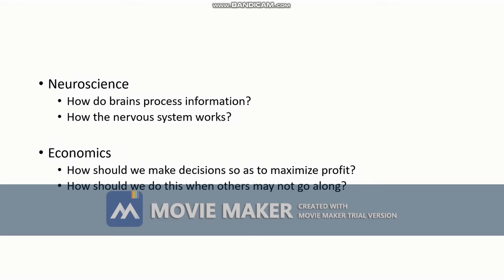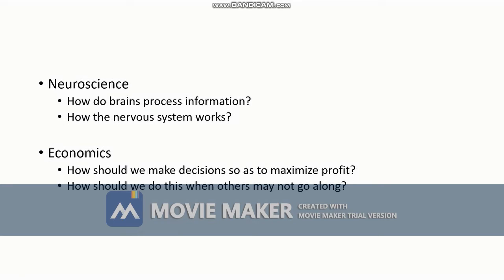So the next building block is neuroscience. We all know that the main purpose of AI is to create machines that can act like humans or think like humans. So for that, understanding neuroscience is very important. We need to know how brains process information, how the nervous system works. If we have a clear idea on these topics, then we will be able to understand AI more properly.